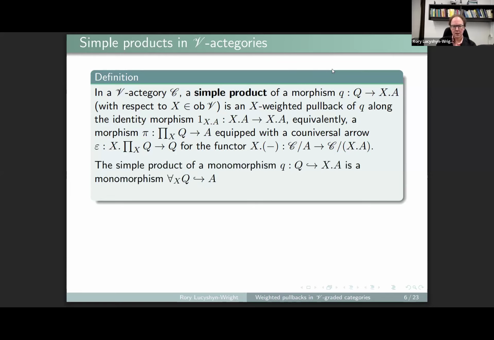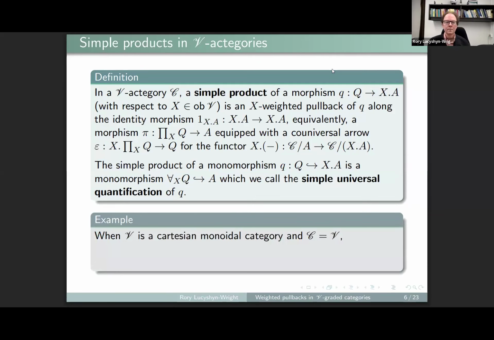Now, the simple product of a monomorphism q from Q into X dot A, we can again show that this is a monomorphism, and we'll write it as for all X, Q, a subobject of A, and we call this the simple universal quantification of Q. So let's pause to think about this for a moment. We're in an actegory C, and we have an object A of our actegory, but then we have an object X of V, and we're sort of quantifying away that object X of V.